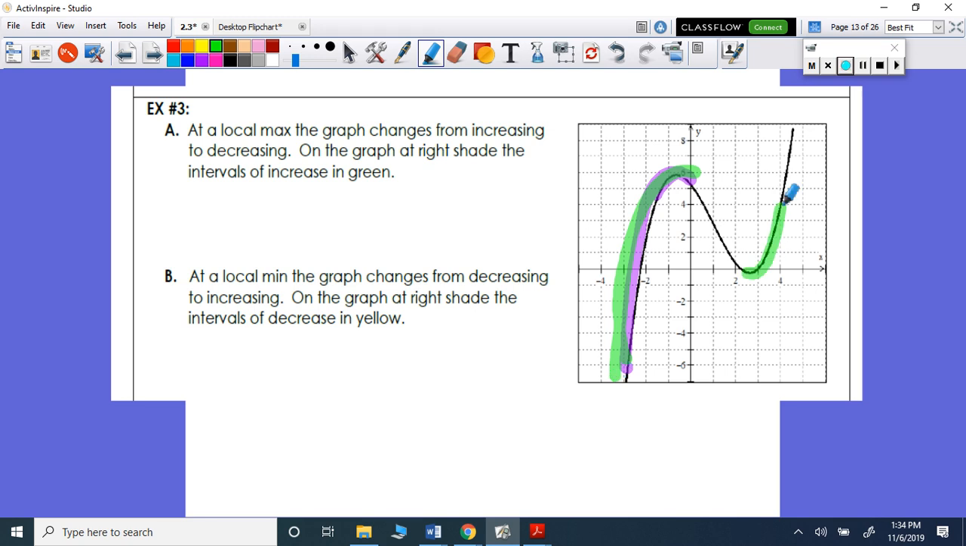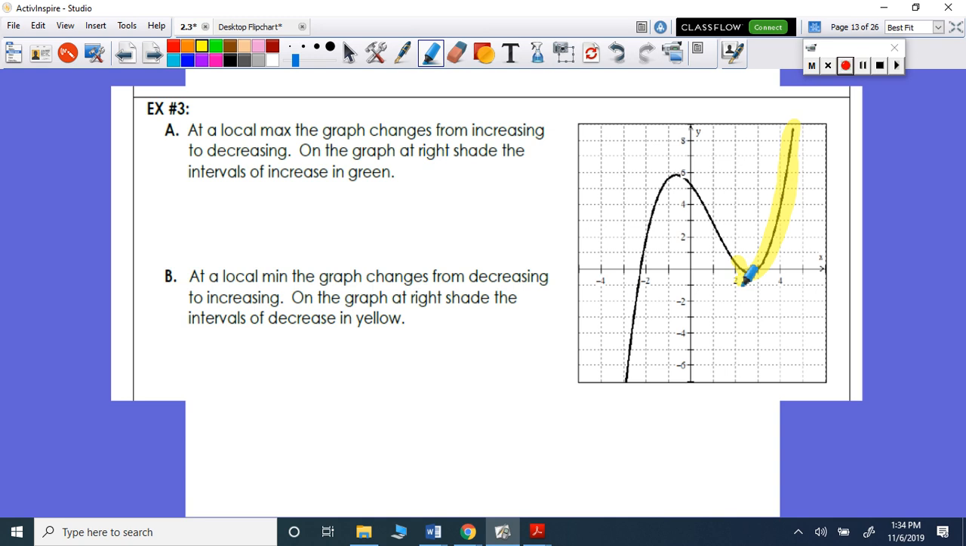And here, this is where we go from decreasing to increasing. Well, that's the min, so I'm going to take that off. I was one step ahead and I did the wrong color. The min is where we go from decreasing to increasing. We never thought of it that way. We just looked at the maxes and the mins.